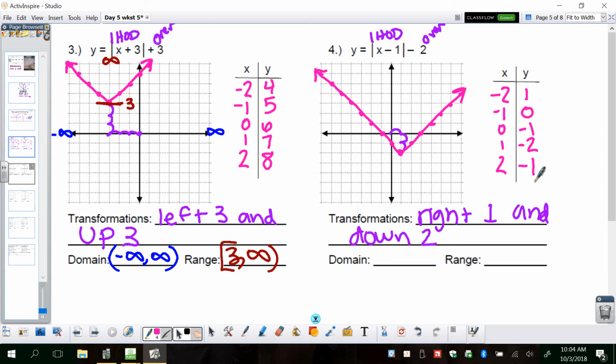Okay, so domain, did it change? No, it's still getting wider forever and ever. What about the range? Did the range change? What is it? Negative 2 to infinity, with a bracket. Any questions? Okay, flip to the back.